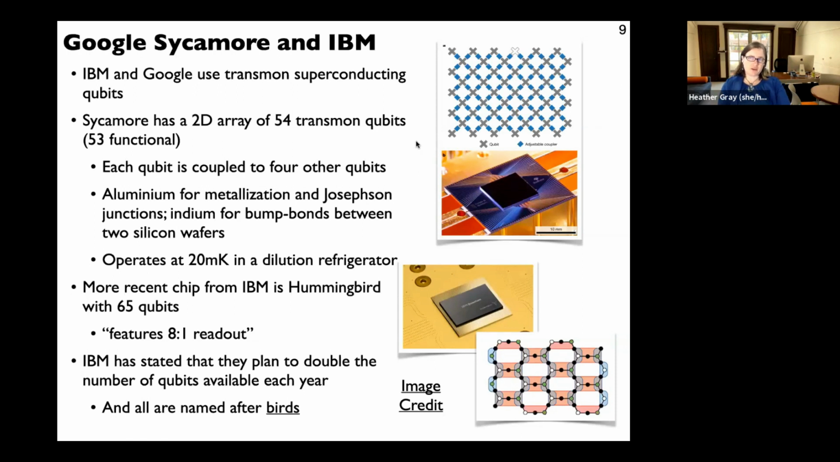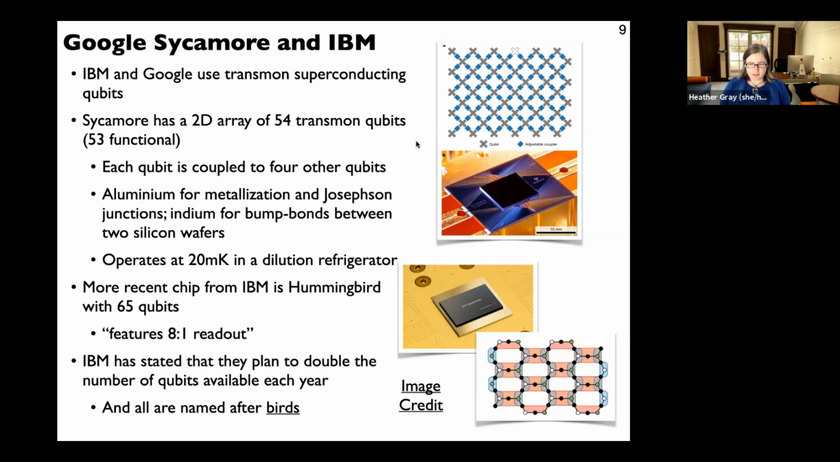Now, if you look at the various different articles about Sycamore, what you'll see is that it only has 53, and so you're wondering, why am I saying 54? Unfortunately, what happened is that one of the qubits simply didn't work. So even though it was designed to have 54, there are actually only 53 which are functional.